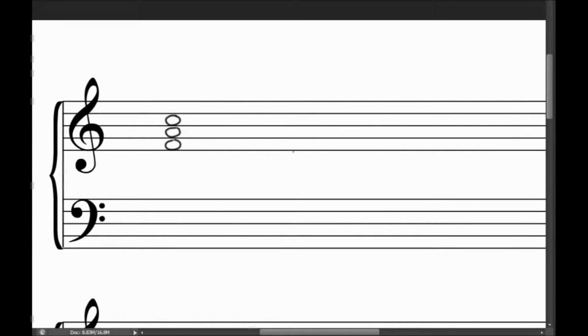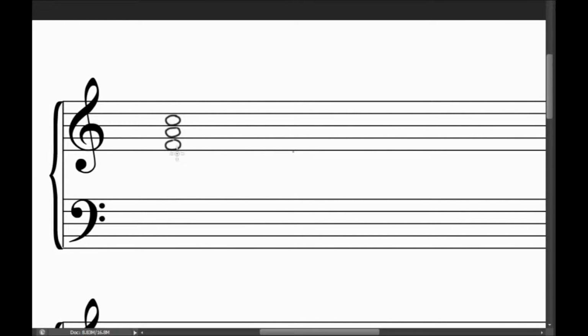Guys, today I'm going to review some 7th chord concepts with you to hopefully help you understand them a little better. The first thing we need to know about 7th chords is that there are two parts. There's the triad and then there's the 7th itself. So let's start with this chord as an example.